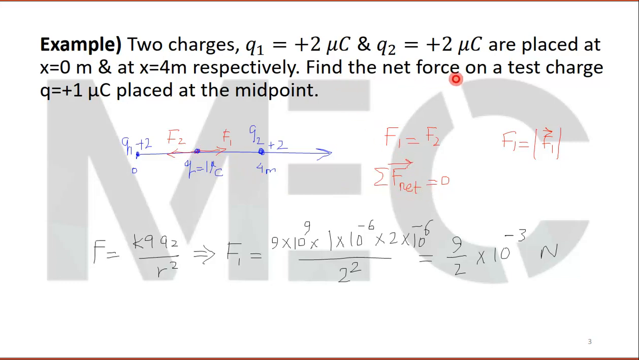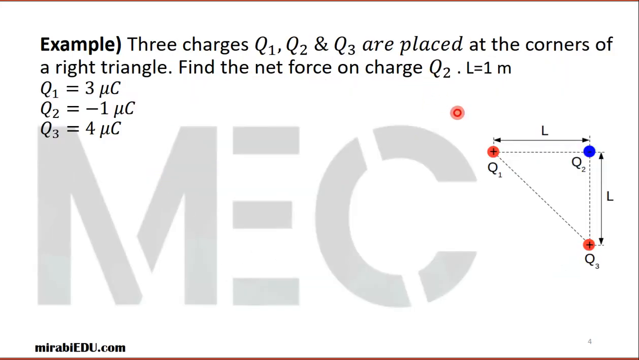Find the net force on the test charge. The net force will be found to be 0. Here's another example. 3 charges Q1, Q2, Q3 are placed at the corners of a right triangle. Find the net force on charge Q2. So the question is asking to calculate the net force on the charge Q2.